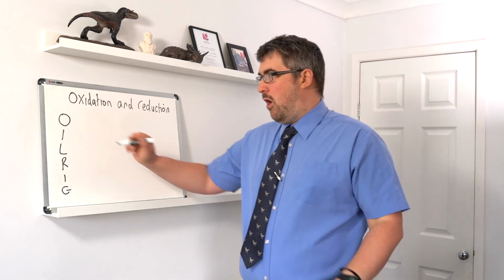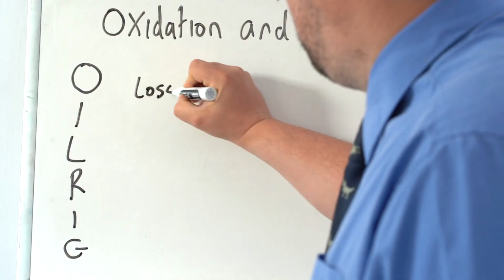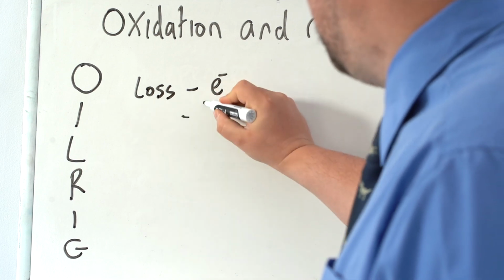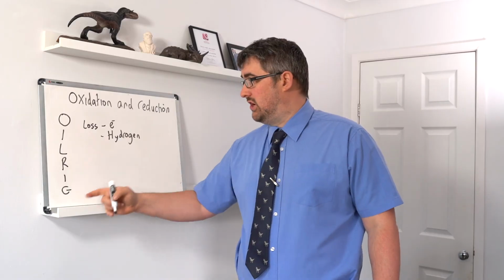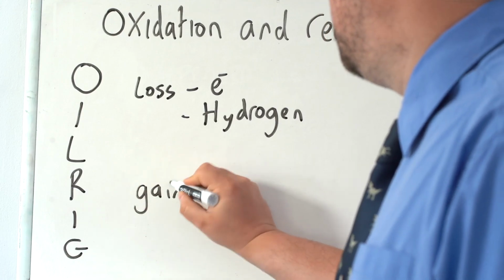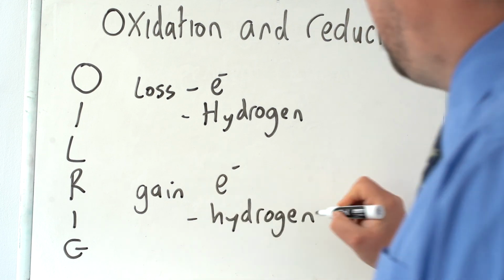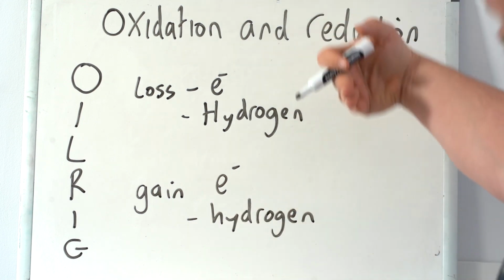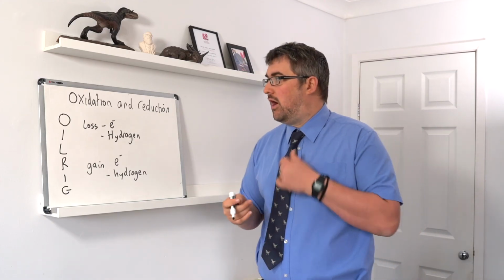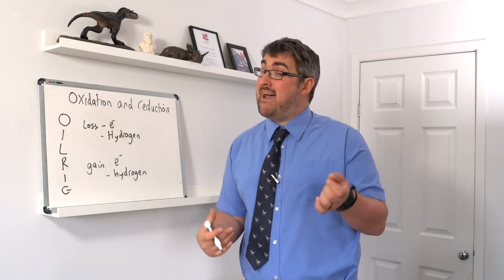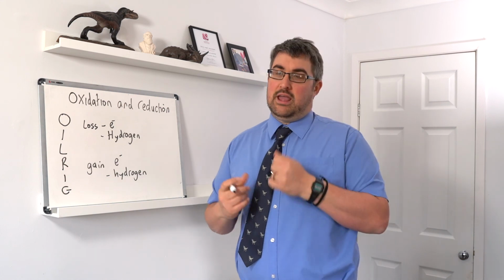So oxidation is the loss of electrons and hydrogen. That e minus there is the symbol for electrons, and reduction is gain of electrons and hydrogen. But again, bear in mind, oxidation is the gain of oxygen and reduction is the loss of oxygen. We're going to see this idea of oxidation and reduction a fair bit in photosynthesis and in respiration, so you've got to start getting your head around it.